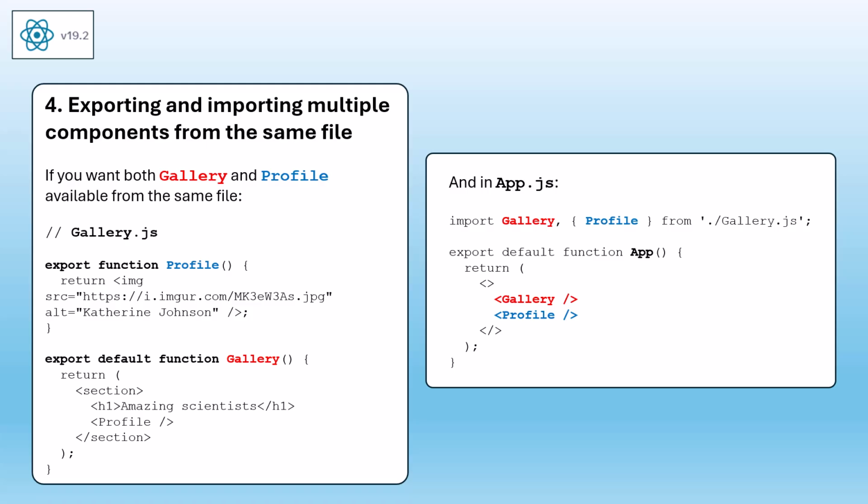Sometimes, however, it's perfectly fine to export multiple related components from the same file, for instance, gallery and profile if they logically belong together. Just remember that you can mix one default export with several named exports, as long as you use the correct import syntax. Also, note that sometimes you'll see imports without the JS extension, like import gallery from gallery. React can handle that automatically, but adding the extension is closer to the official ECMAScript standard, so it's considered cleaner and more explicit.